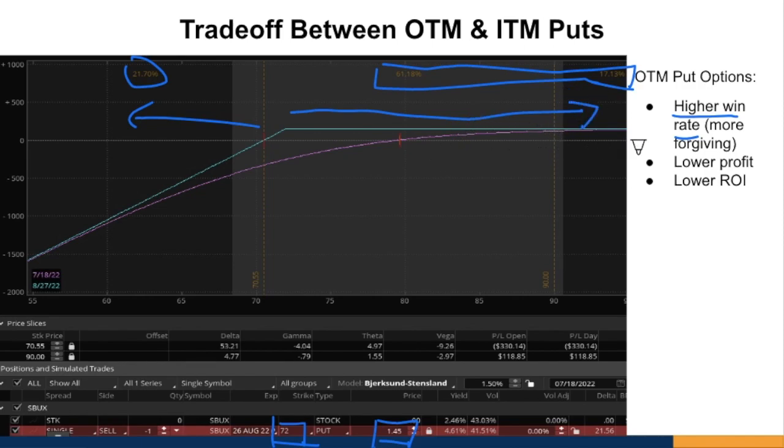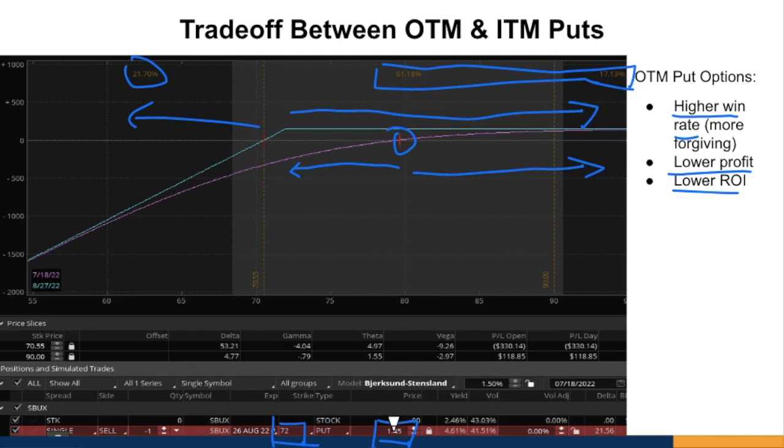So that is why it's much more forgiving if you sell the out of the money put option. Anywhere the market could go, this is where the current market price is. If the market was to go down but it doesn't go below your break-even price, you would still make your money at expiration. And if it goes up, the problem is that you will have a lower profit and a lower ROI compared to in the money, because you can only make the maximum of your credit received.